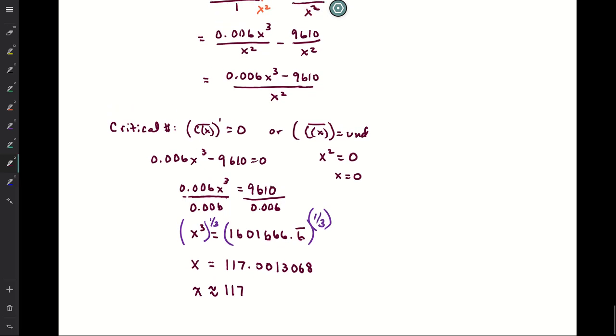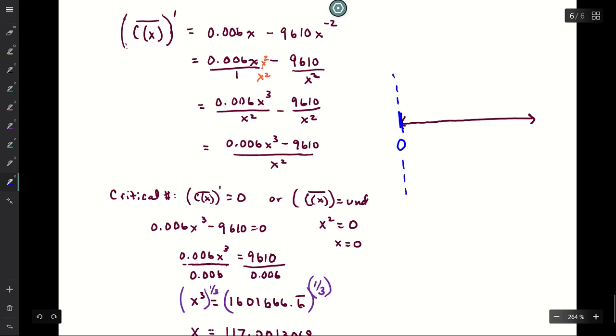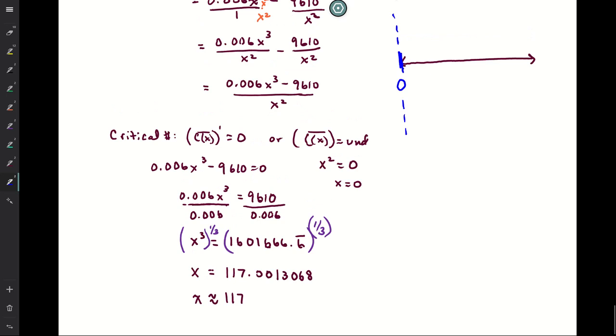So now let's go to a number line and test my critical numbers and around my critical numbers. On the number line, I'm going to do something tricky over to the left that we haven't done before. I'm going to cut it off right there at 0. And 0 was one of my critical numbers, but there's not going to be anything to its left. Okay, my other critical number was 117.